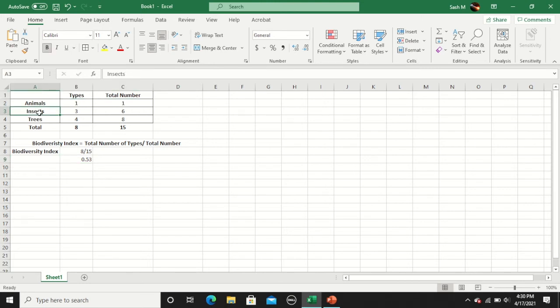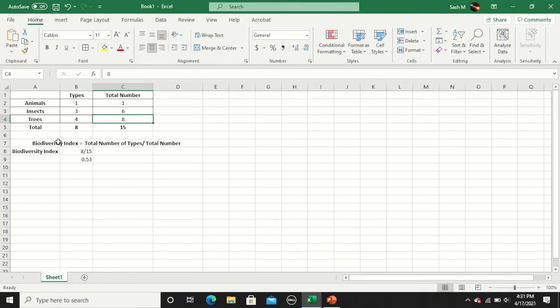And then for insects, I had 3 types of insects in my backyard. I saw a butterfly, a tick, and a worm. However, I saw 2 of each of those types. I saw 2 butterflies, 2 worms, and 2 ticks. That means in total, I saw 6 insects. I also saw 4 types of trees, but in total, I saw 8 trees.